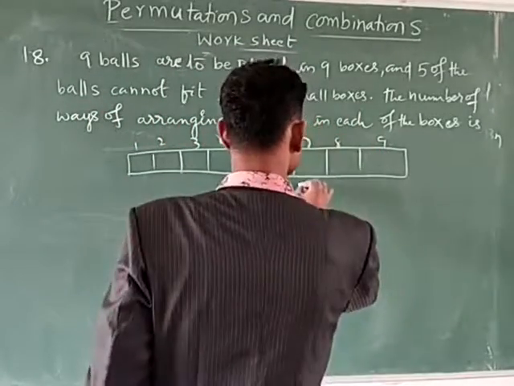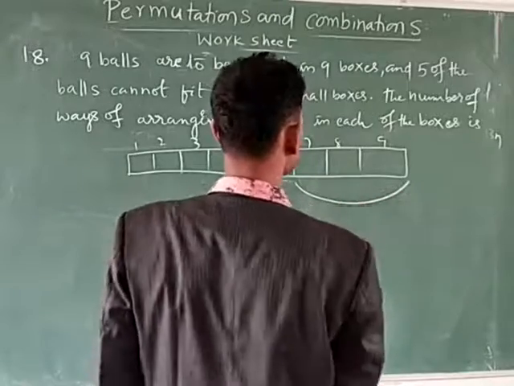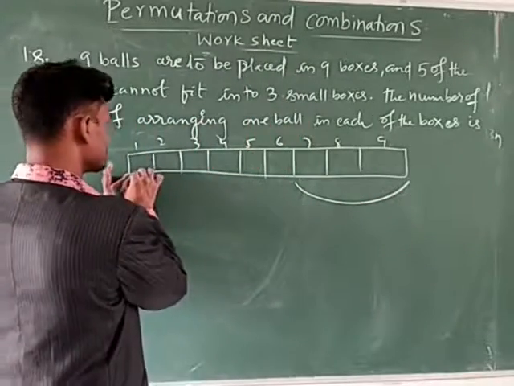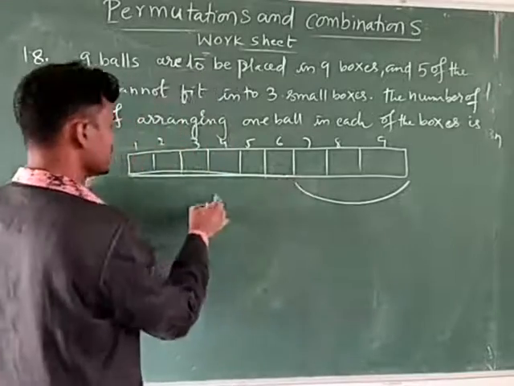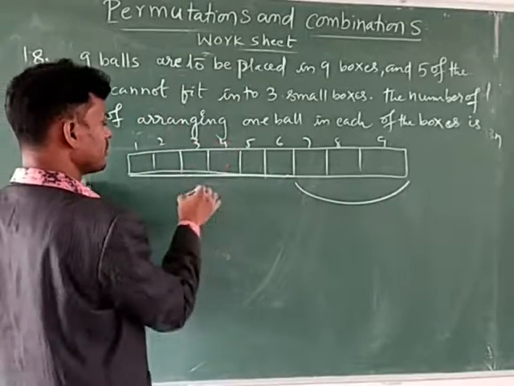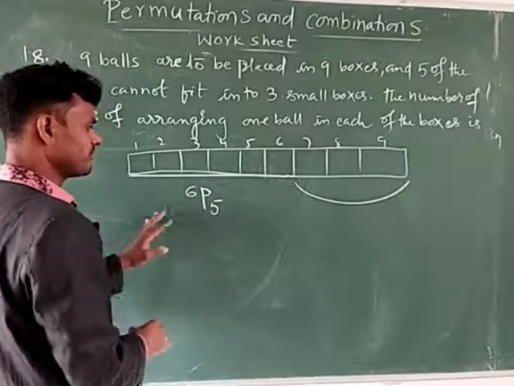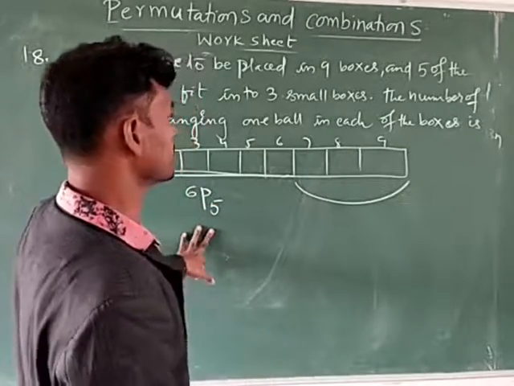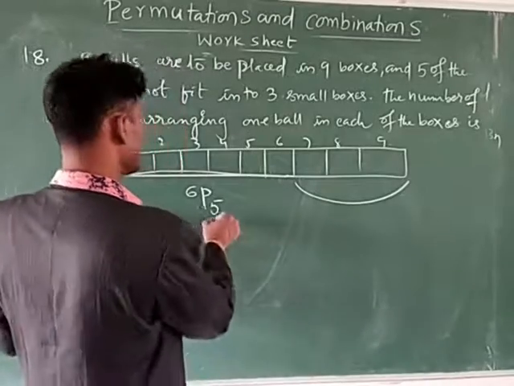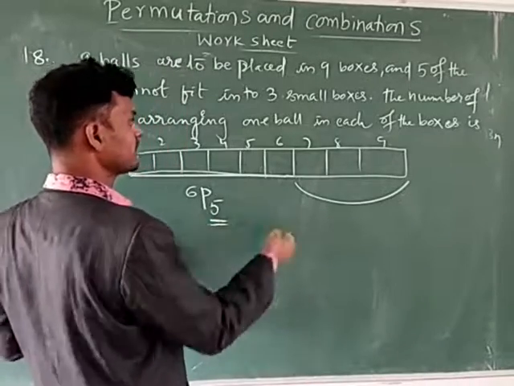That means these 3 are very small boxes. Then how many boxes remain? This is 6 boxes. In the 6 boxes, how many balls do we have to fill? 5 balls. Then this can be filled in 5P5 ways. Then how many balls remain? Already 5 balls are filled, so 4 balls remain.